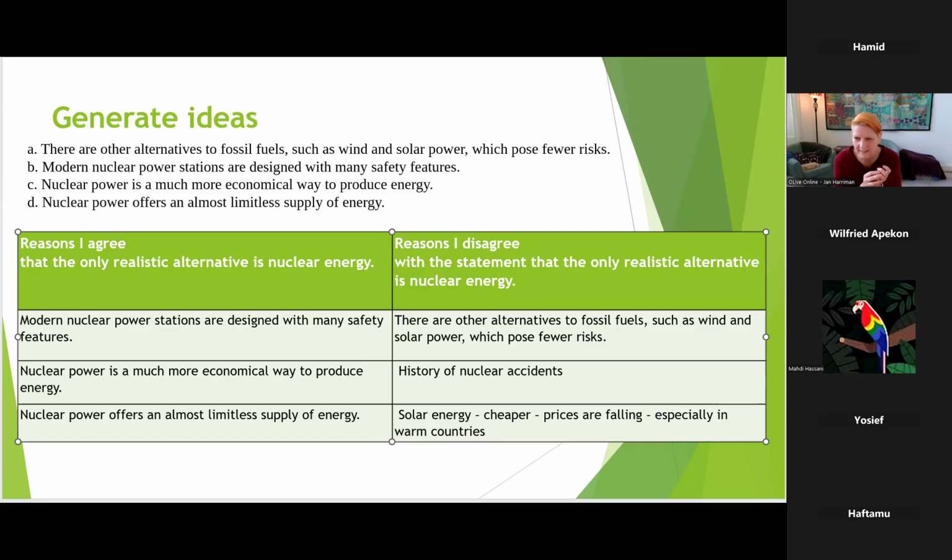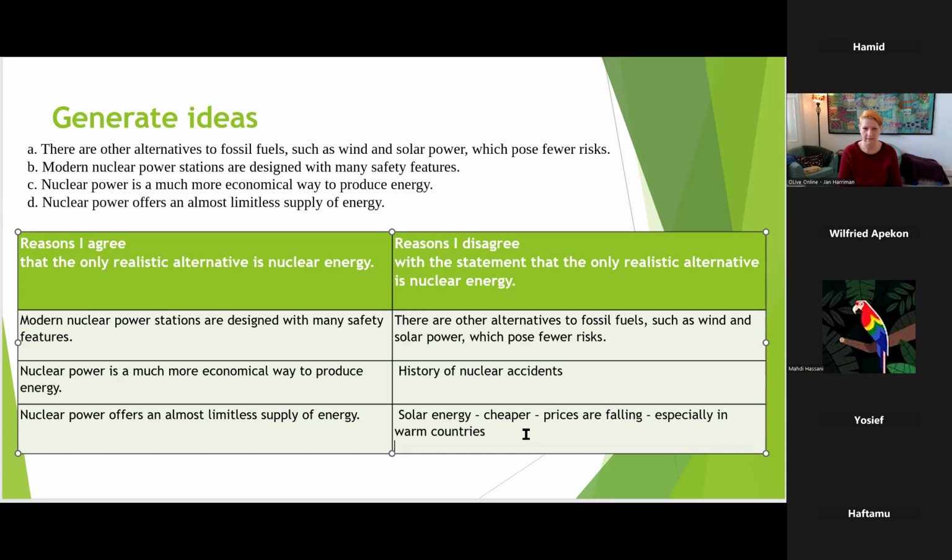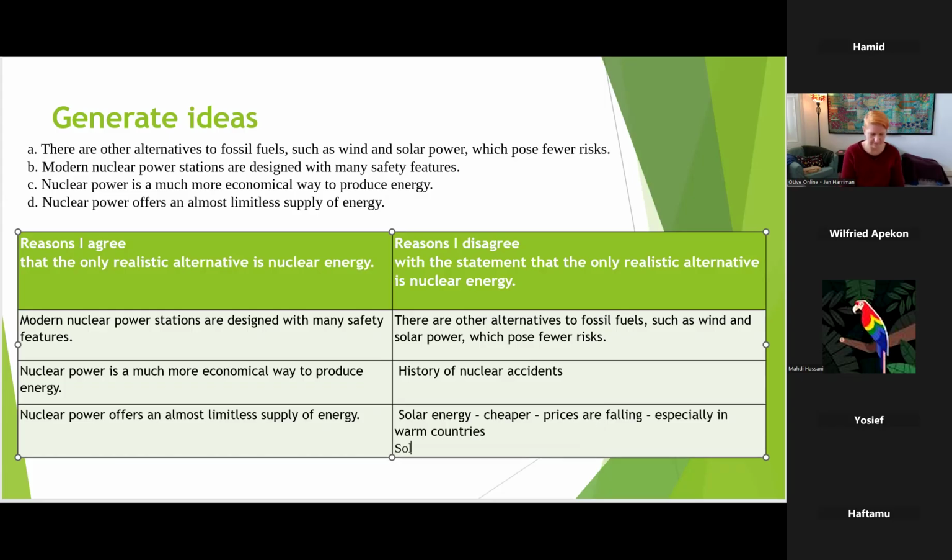Does anyone else have an idea? What would you say? Maybe environmental friendly. Okay, which one is environmentally friendly? The second one. Solar energy. Is that what you're asking about? Yeah, the solar energy. And what elements of it are environmentally friendly?